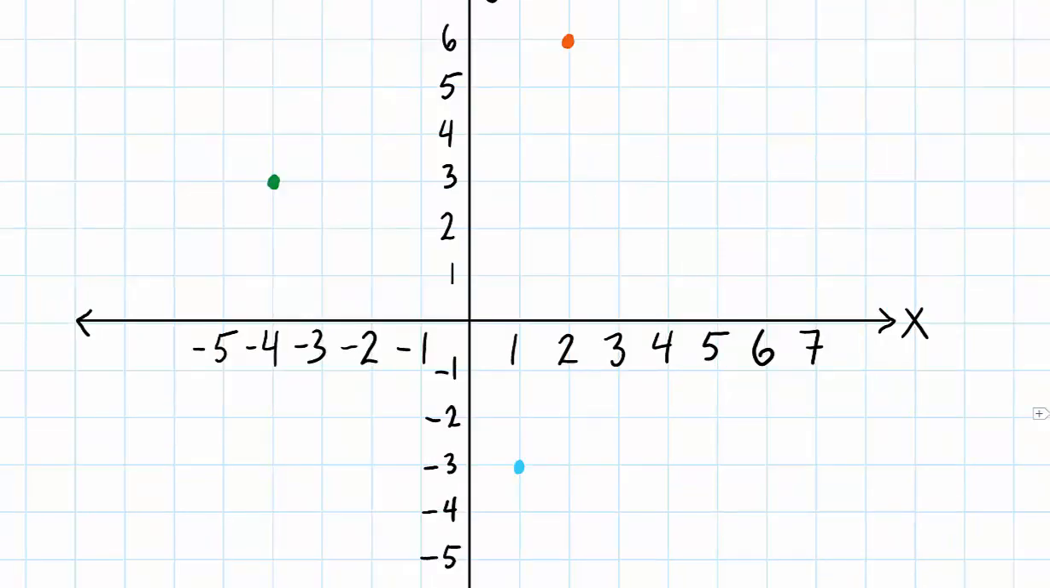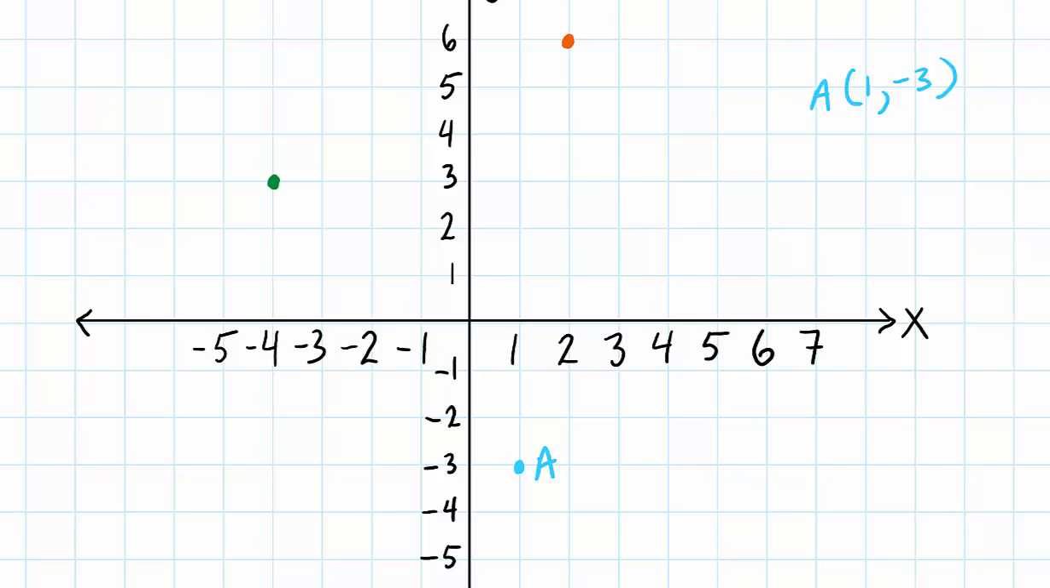Now, one more example here. I've given you a few points, and I just want to write down their coordinates. So the first point I'll look at is the blue point down here in quadrant 4. What is its x value first? Well, I'm going to call this point A first. And so point A is going to have an x value. Well, it's at x equals 1. And then its y value, along the y-axis, it's down here at negative 3. So A has the coordinates 1, negative 3.